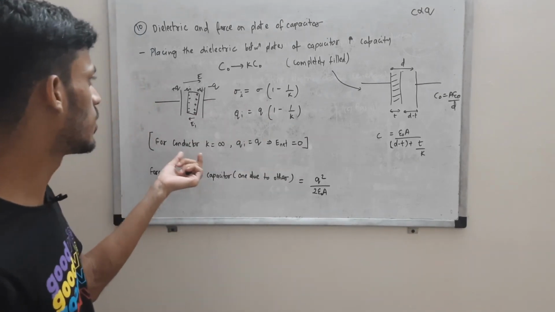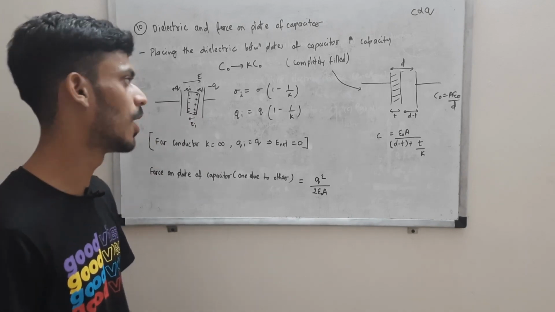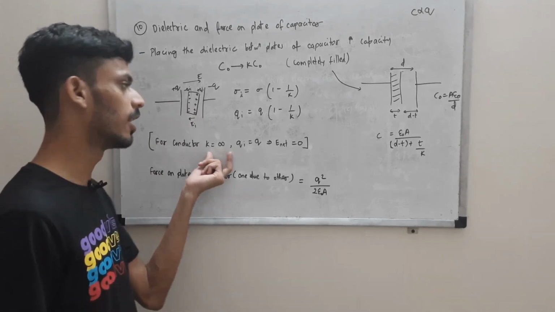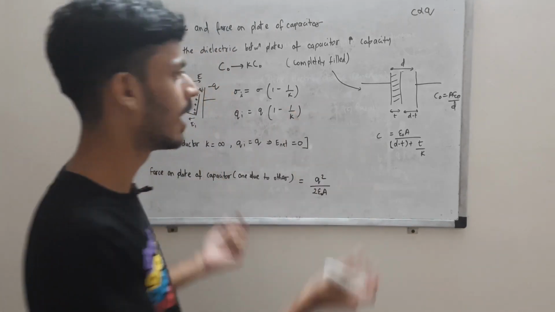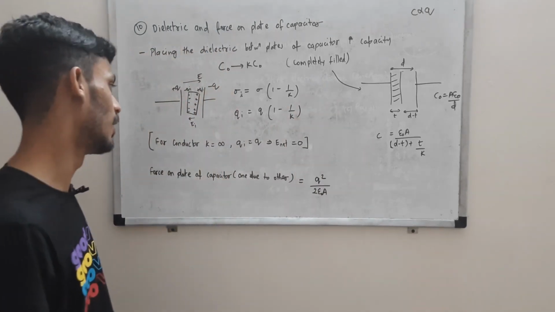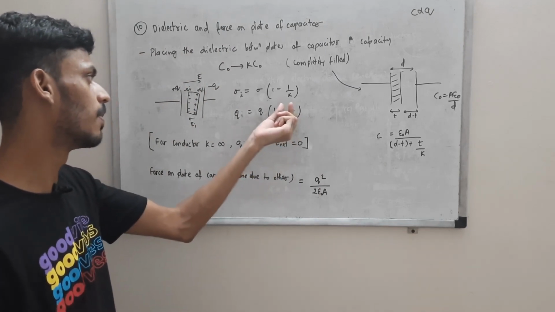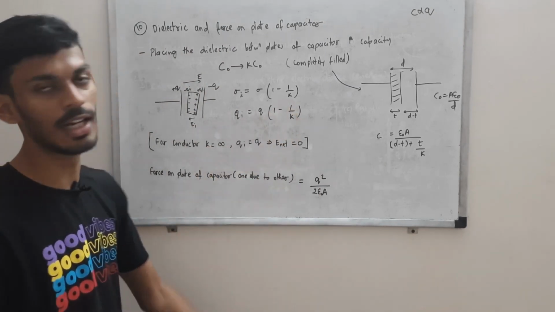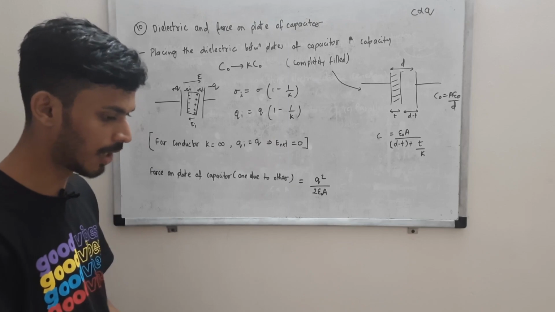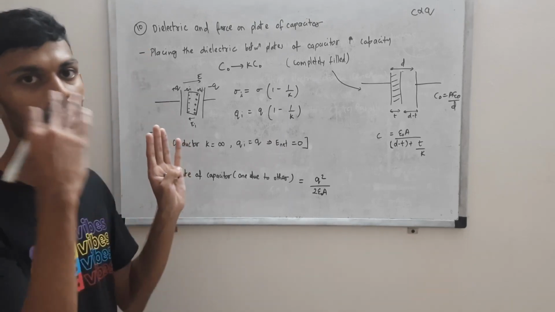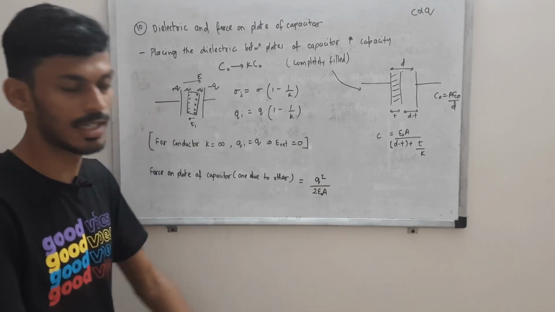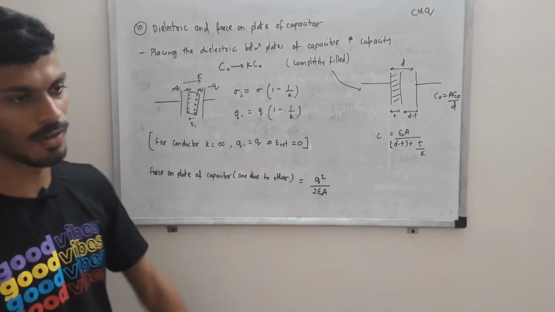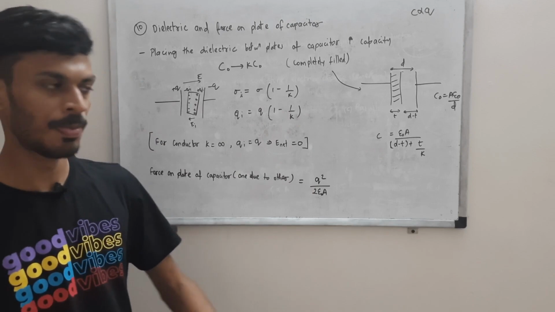Now suppose in place of a dielectric you had a conductor. For a conductor, the dielectric constant K does not really make sense, but K will have an infinite value, meaning 1 by K will become 0. Whatever charge is there on the plate will reflect in the conductor, because it has highly free charges.